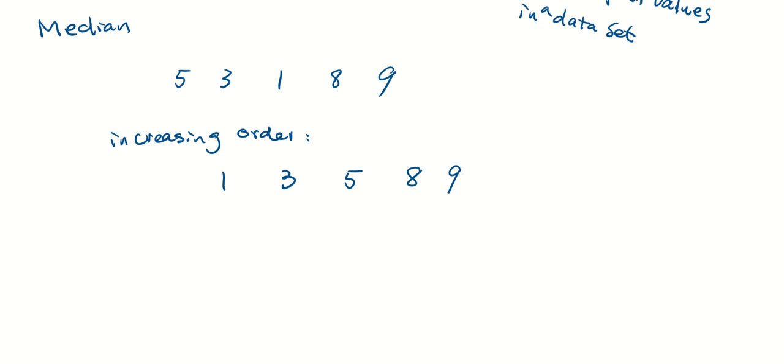Okay, first put all your values in increasing order. The number right in the middle will be your median. So in this case, it will be this 5, right? Because we have 5 data values, and this value of 5 is the third value. It's right in the middle. So median here is 5.